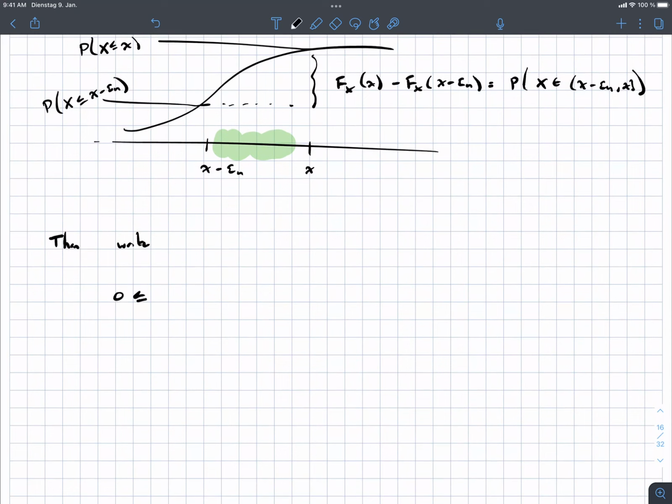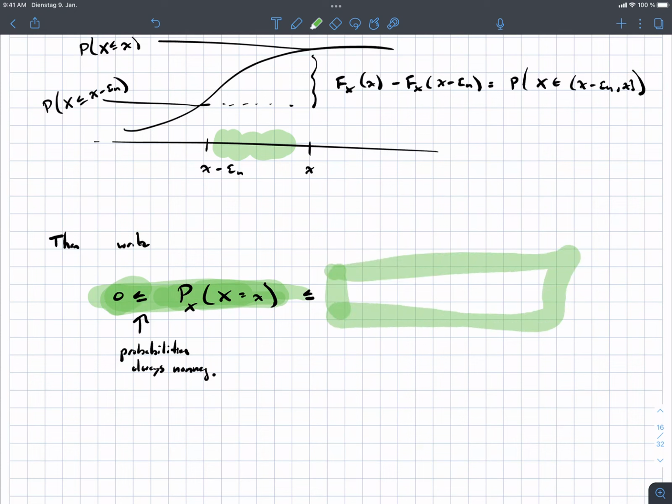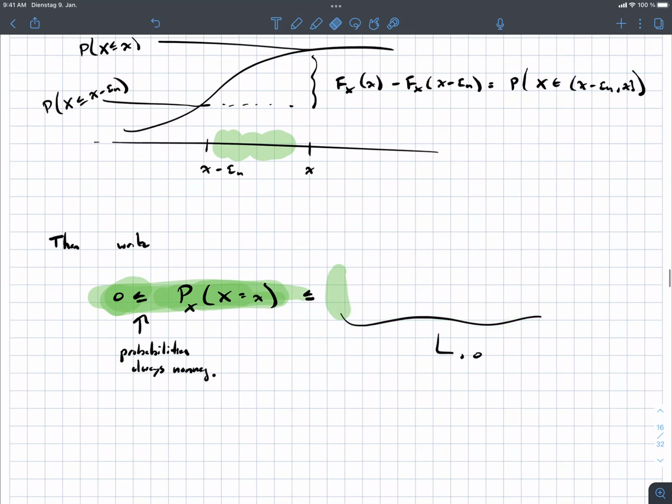I can write this because probabilities are always non-negative, and I can say that what I'm going to do is squish this down to 0. So I know it's greater than or equal to 0, and I'm going to write over here something that's less than or equal to, and I'm going to show that this right-hand side is equal to 0.